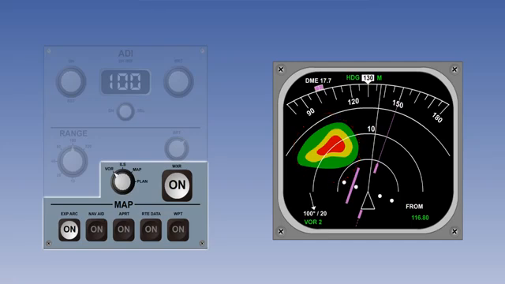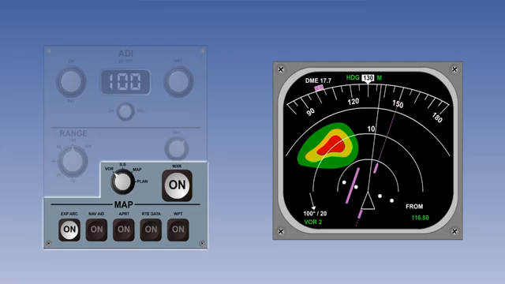Weather radar uses the colours green, yellow and red to depict areas of poor weather. Green indicates the least severe turbulence and red the most. The most severe turbulence, however, may also be highlighted in magenta.